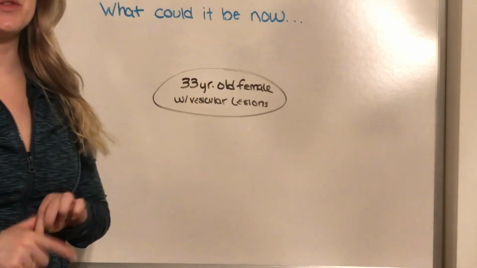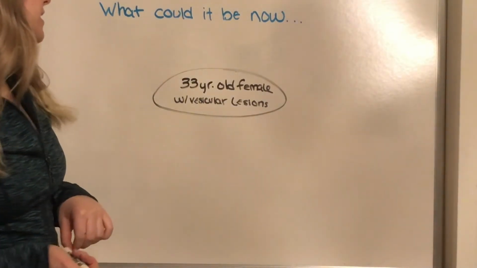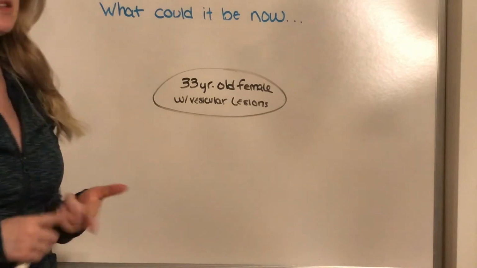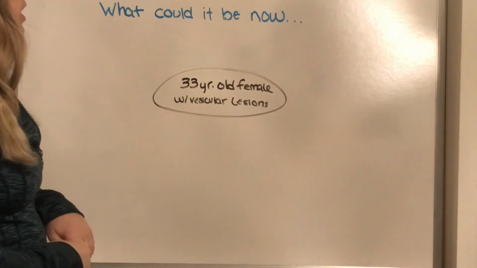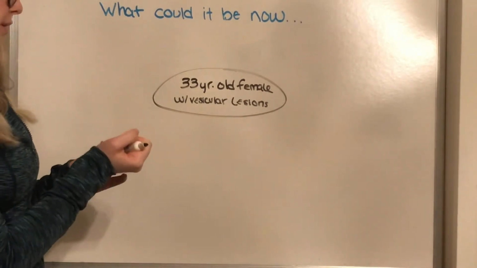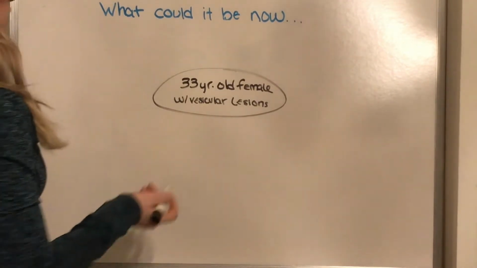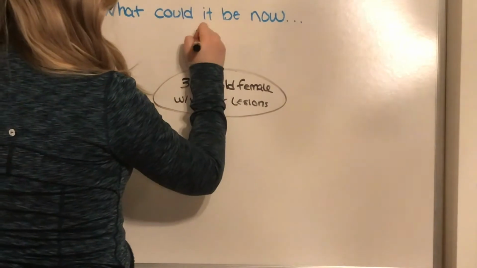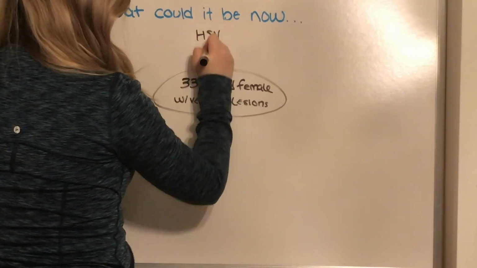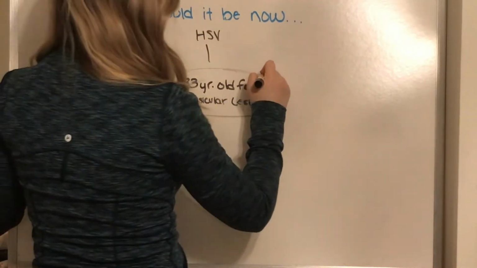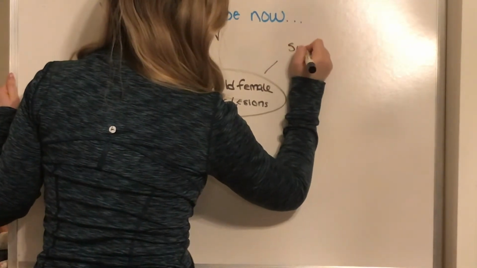Hi everyone, so for this week's What Could It Be Now, I am presenting a 33-year-old female with vesicular lesions. Upon presenting this patient to my preceptor, some of the things that I want to be thinking about for a differential diagnosis would be herpes simplex virus. It's the first one that comes to mind.